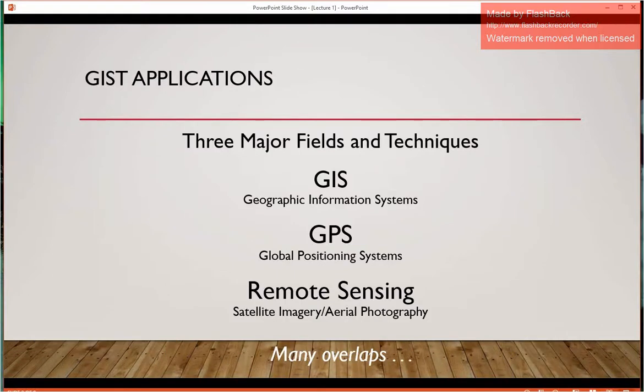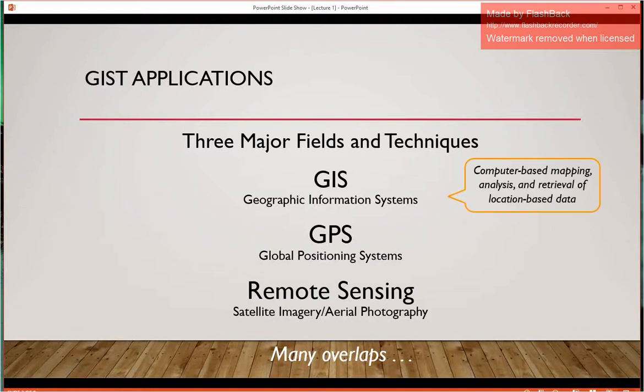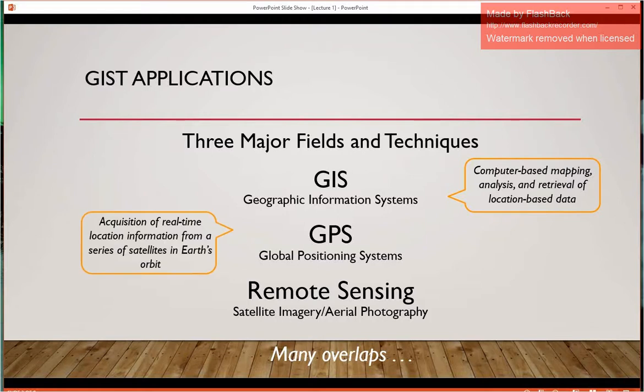So in terms of applications, there are three major fields and techniques, but there's also a lot of overlap. So we have GIS, GPS, and remote sensing. GIS, also known as Geographic Information Systems, is computer-based mapping, analysis, and retrieval of location-based data. And that's something we'll be exploring more later in the class. There's GPS, which I'm sure you've also heard of, Global Positioning Systems, which is the acquisition of real-time location information from a series of satellites in Earth's orbit.